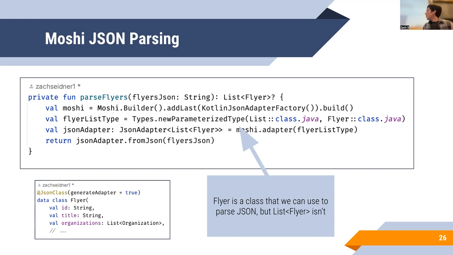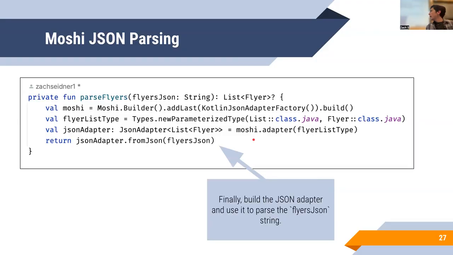Okay, cool. So this is just defining the way that our object is represented. It's going to have an ID of type string, a title of type string, and these organizations, right? So that's the class that we're going to pass in to our adapter, and we use the JSON adapter to parse the flyers JSON. Okay, great.